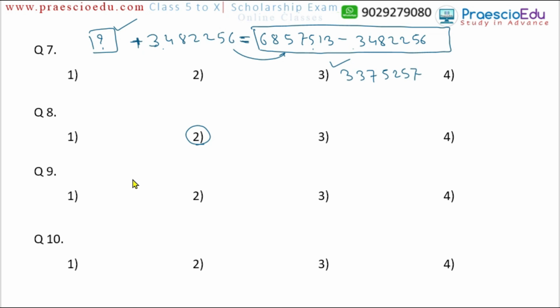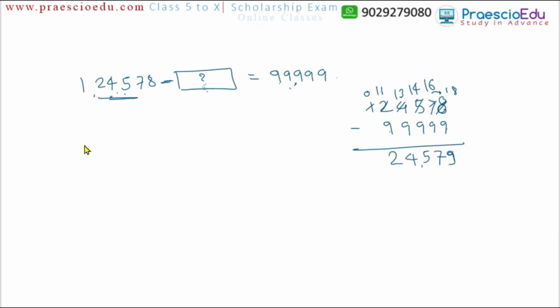Now question number 9: what is the difference between the smallest 7 digit odd number and the greatest 7 digit even number? So what is the smallest 7 digit number? We know this one, 1 2 3 4 5 6, 7. But this is an even number because 0 is there, but it is the smallest number. Above this one, 1 is there. Okay, so that is the odd number, 1 is odd, so we will replace the 0 with 1. So this is 10 lakh and 1. So this is the 7 digit odd number.